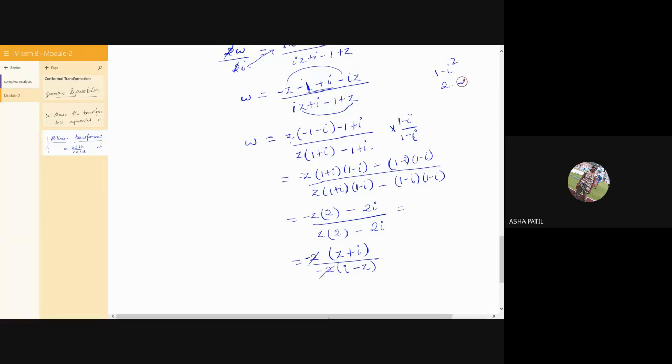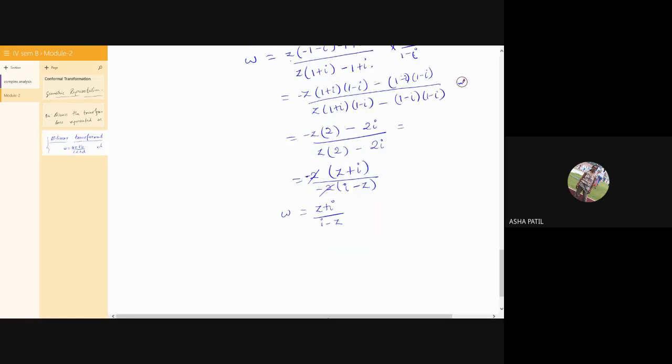So -2 gets cancelled. So we have W equal to (z plus i) upon (i minus z). So this is your transformation that maps the given points. It is in the form of (az plus b) divided by (cz plus d). A is 1, B is i, C will be -1, D will be i again. Not necessary to write this, I'm just telling you that it is in the form of (az plus b) divided by (cz plus d).